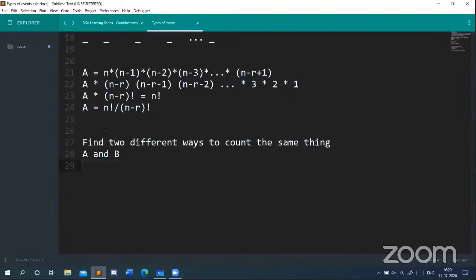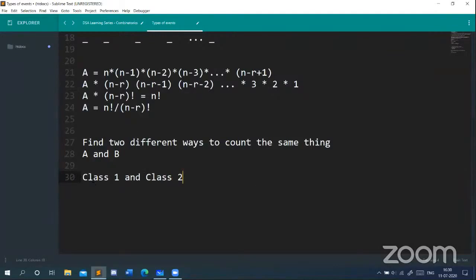All right. So I need to find two different ways to count the same thing. And let's say I have a set A and a set B, and I find a bijective mapping from A to B. Then I can say that the cardinality of A is equal to the cardinality of B. One way to think about it is that if I have two classrooms, like two classes of students, right? Class 1 and class 2.